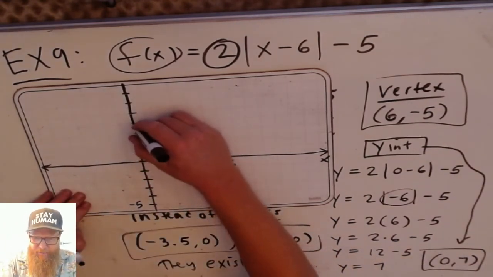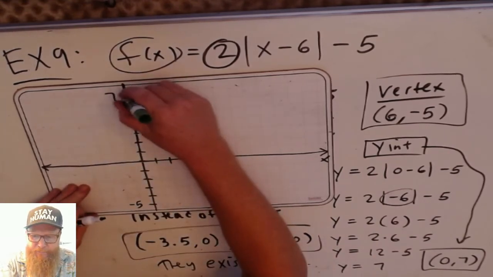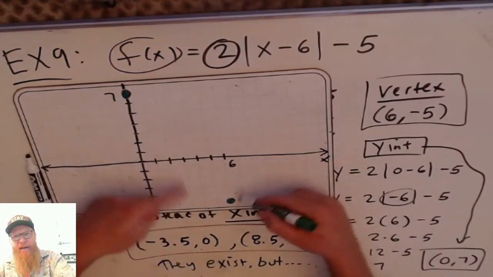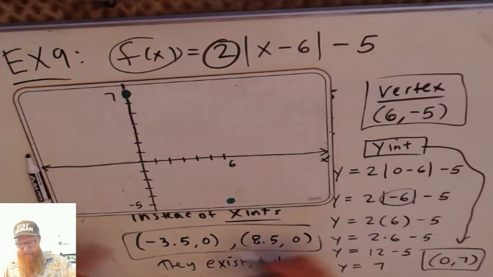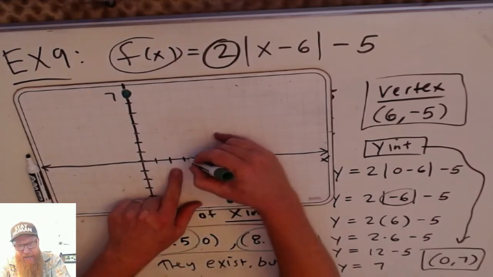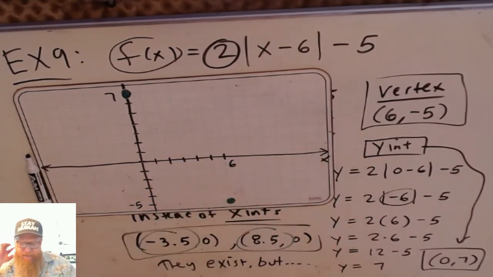1, 2, 3, 4, 5, 6, 7. So right here. Okay. But I don't have the X intercepts, right? I mean, I know where they are. One of them's right about here, in between 3 and 4. And then the other one's over here at 8.5. But I don't want to rely on that.